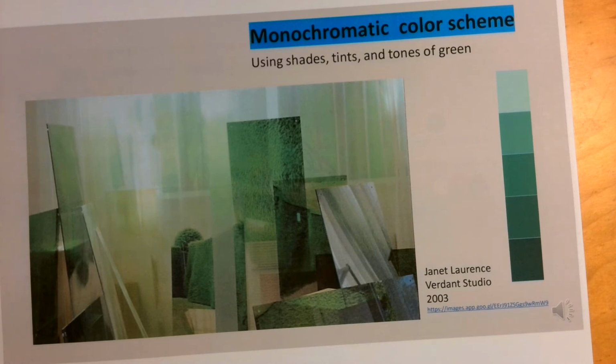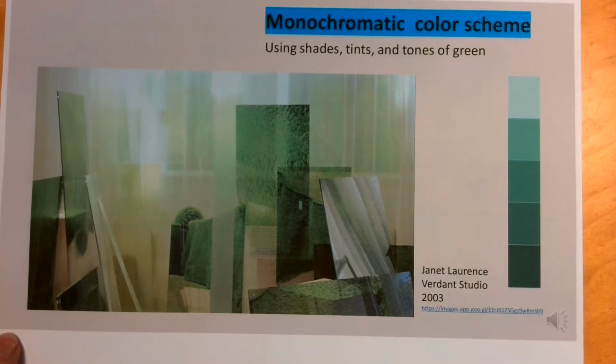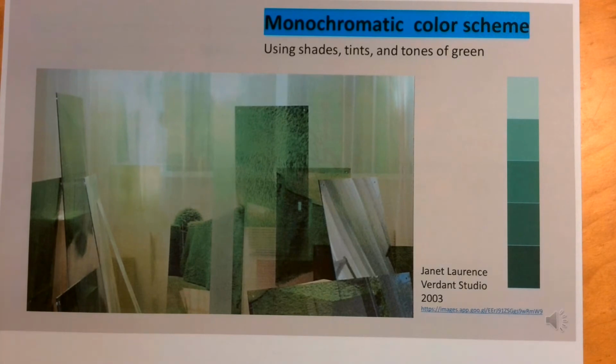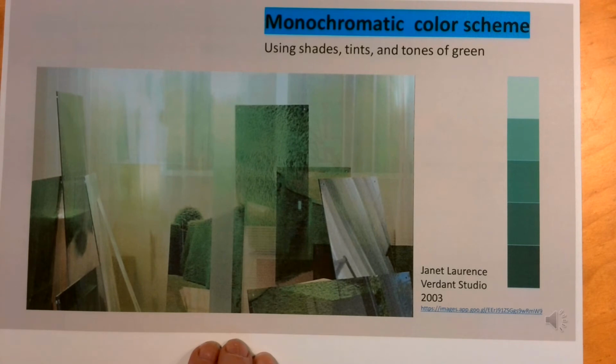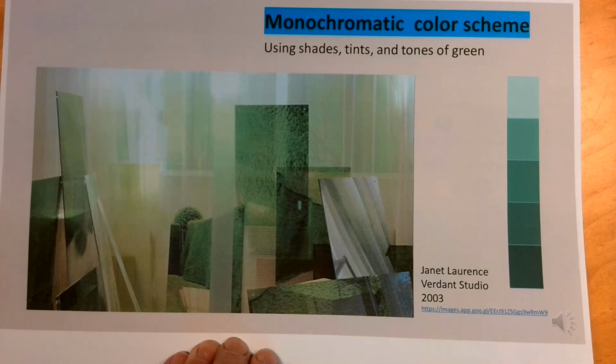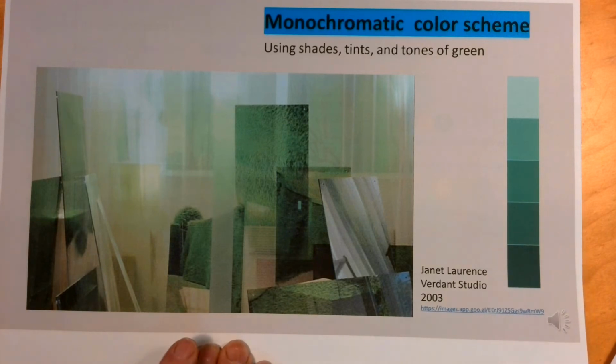So here we have another monochromatic color scheme. This is an artist who uses glass in her studio, and she's set up a room with all different values of green and with the light coming through from the outside. And I believe it's probably plants out there. We are seeing all different shades, tints, and tones of green.